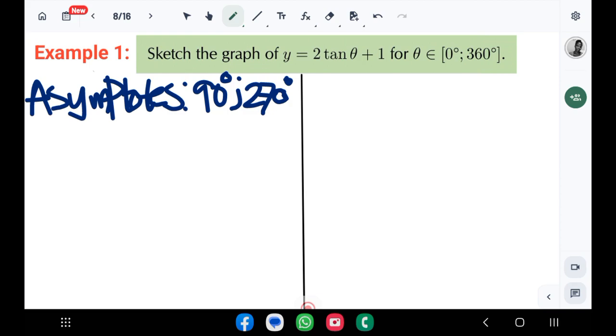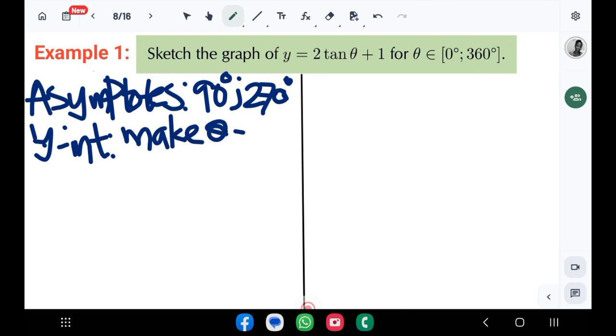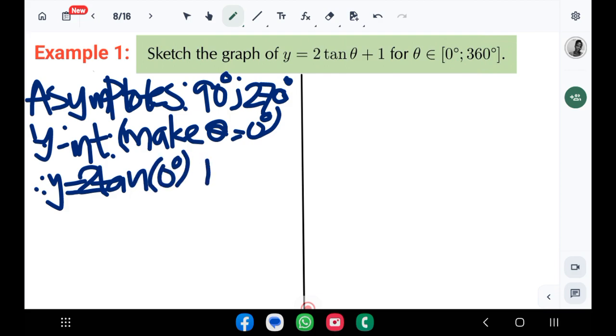So now let's look at the y-intercept. Now that it's going to be shifted, make theta 0. Therefore, y = 2 tan 0 degrees + 1, which is equal to, take out a calculator and you go tan 0 plus 1, and that will give you 1. That's your y-intercept. So the y-intercept, the point, is (0 degrees, 1).